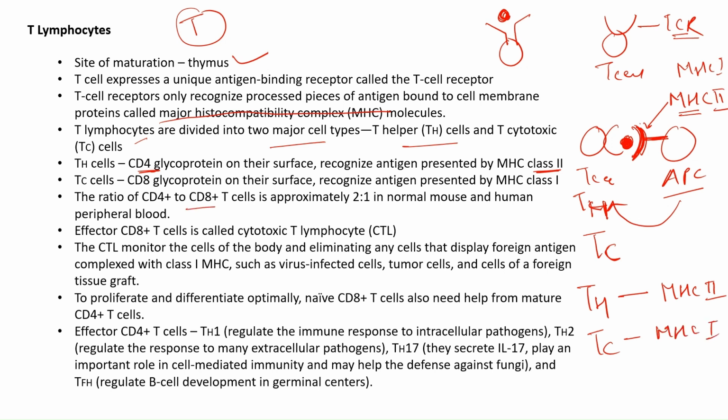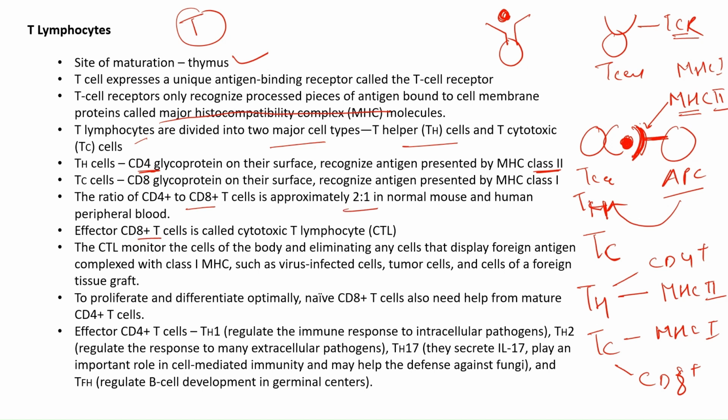The ratio of CD4 plus to CD8 plus: why is it written CD4 plus? Because the TH cell contains which marker? CD4. So we can write it as CD4 plus. Plus means indication of presence. So CD4 plus. The TC cell contains CD8, so we can write it as CD8 plus, indicating presence of CD8. So the ratio is, as I already told you, 2:1.